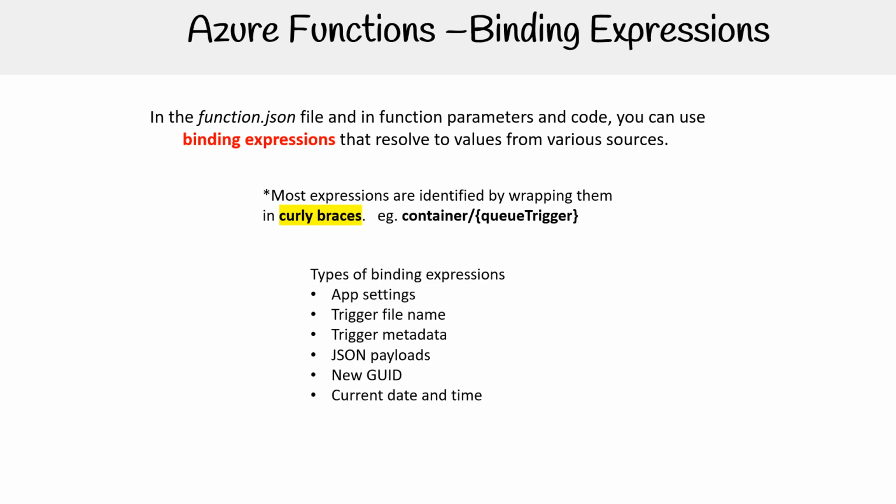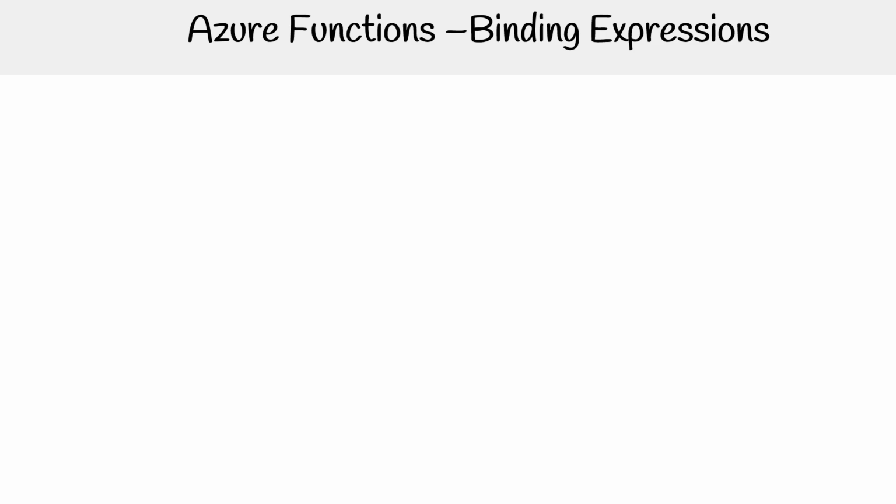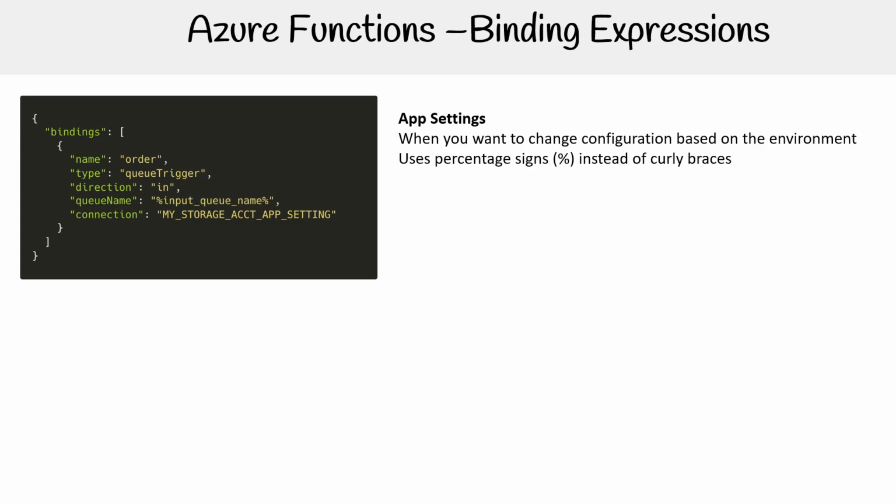And there are a variety of different binding expressions. We have app settings, trigger file name, trigger metadata, JSON payloads, GUID, current date and time. Let's go take a look at what those look like. The first is app settings. When you want to change configuration based on the environment, you're going to use percentage signs. This is the only case where you use percentage signs. It's confusing because it's the first example instead of curly. So notice that there's percentage signs there.